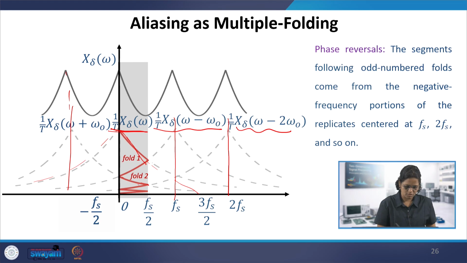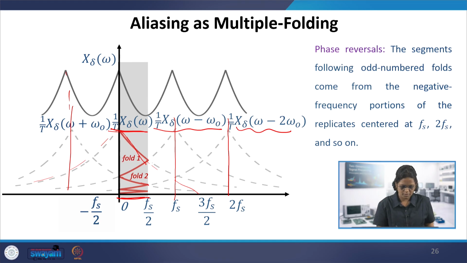Instead of looking at Fs this portion and the Fs minus Fs this portion, we can have within the Fs by 2 itself how these frequencies would be. That is fold 1, and next is fold 2, fold 3, fold 4, fold 5, and so on. It's like a paper which is folded and wrapped. So we'll visualize it in the future classes like that. So the fold 1 is this, and then comes the fold 2, which is due to the frequency.